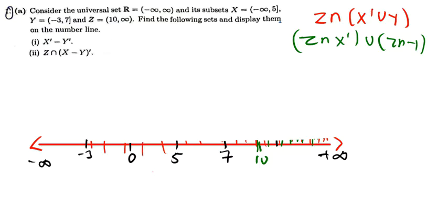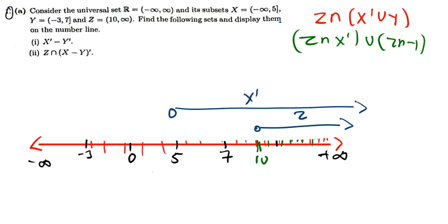So the first thing is Z intersection X. I'll put first Z. Z is from 10 to positive infinity. X complement is from 5 all the way. So that is Z and X complement, this point here. Again, we have Z and Y. Z is again 10 to that one. Then we want Y. Y is negative 3 to 7, negative 3 not included, 7 is included.